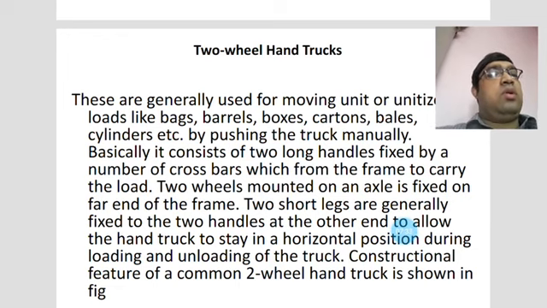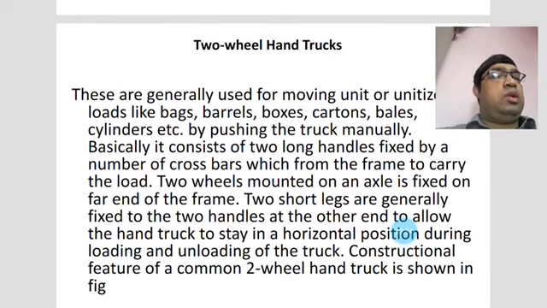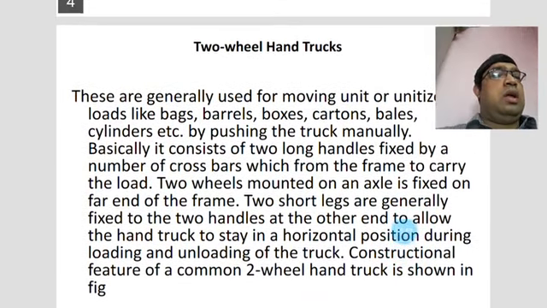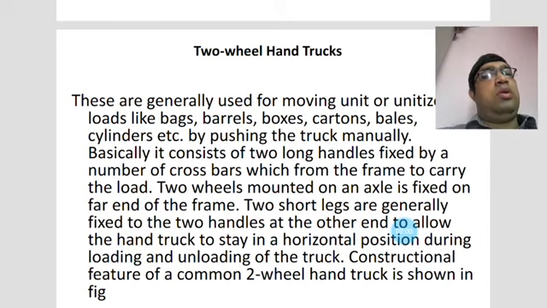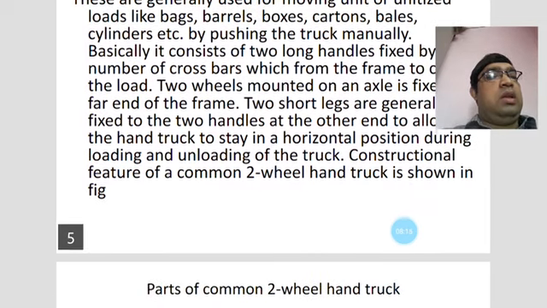The two wheels are mounted on the axle which is fixed, and there is a far end frame also. The two short legs are generally fixed to the two handles, and at the other end they allow the hand truck to stay in a horizontal position during loading and unloading. Sometimes we have to transfer over a short distance, and materials move very easily, and it can also transfer materials over long distances, but it is easily used on a soft floor.